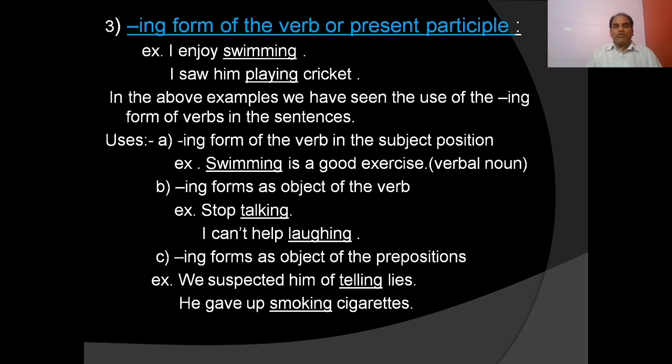In the above examples, we have seen the use of the ing form of the verb in sentences. So let us see the uses of the ing form of the verb, or present participle, in sentences. First, the ing form of the verb in the subject position. Swimming is a good exercise. Swimming here is the ing form of the verb, but the function is a noun function. It is called a verbal noun, or a gerund.